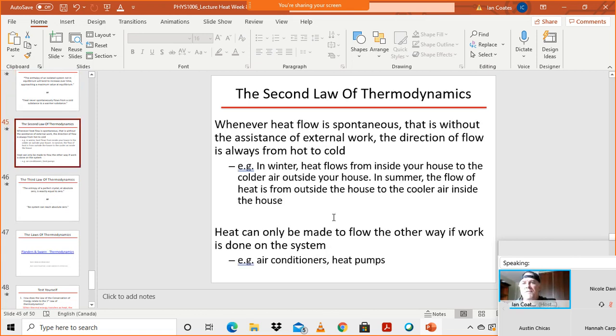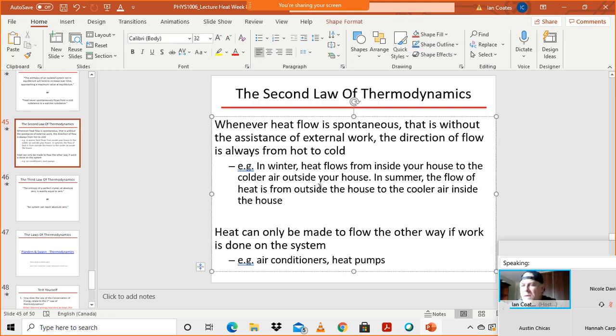The second law of thermodynamics. Whenever heat flow is spontaneous, that is without the assistance of external work, the direction of flow is always from hot to cold. Okay. So in winter, heat flows from inside your house to the colder air outside your house. In summer, the flow of heat comes from outside your house to inside your house. Okay? That's what we say, spontaneous, unassisted.